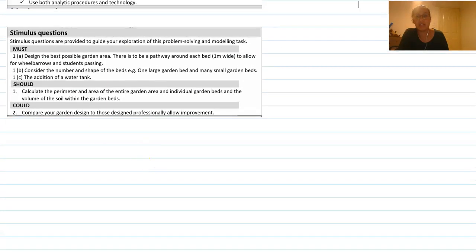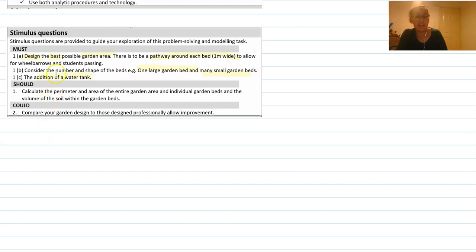So it's saying your stimulus question. So these are the things that you really must include. You have to have the design garden area. Ideally, it's going to be the best. And then it has to have a pathway 1 meter wide. Consider the number and shape of beds, so one large and many small, and then addition of a water tank. So that is the must-dos.